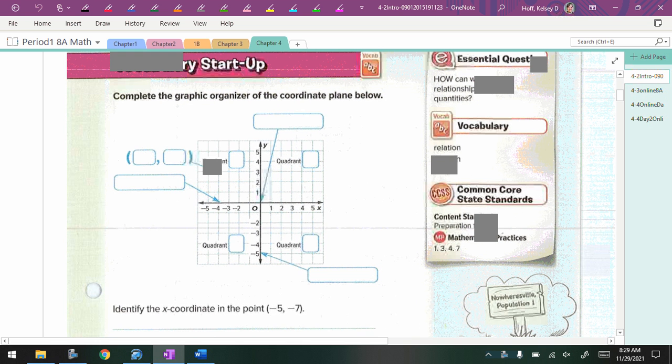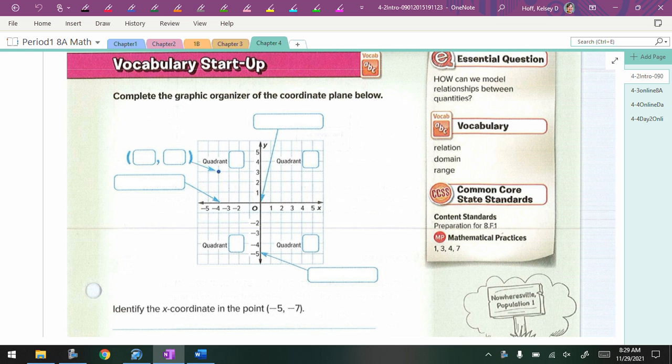Today we're going to talk about relations. Truthfully, it should be a lot of review. So I want to start with that graphic organizer. We don't start with this page very often, but on 277, we're going to label some things here.